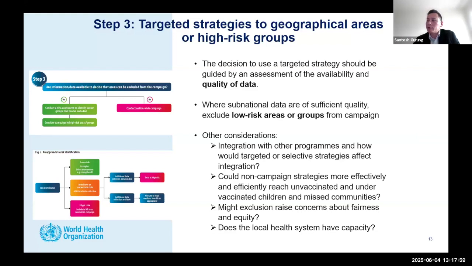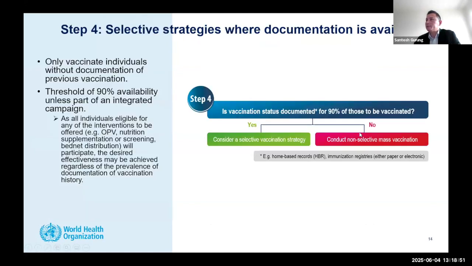And then there is the measles risk assessment tool. This doesn't help you determine whether a campaign is needed or not, but you can use this tool to get to the risk stratification of low risk, medium risk, and high risk, and determine what kind of intervention is needed. Having said this, you have to take into account integration with other programs, which is a key component, and also whether non-campaign strategies are more effective than a campaign approach. And of course, equity and the exclusion criteria also need to be considered, because you are missing out on certain groups of people who will not be vaccinated. And the questions around local health capacity are also important.